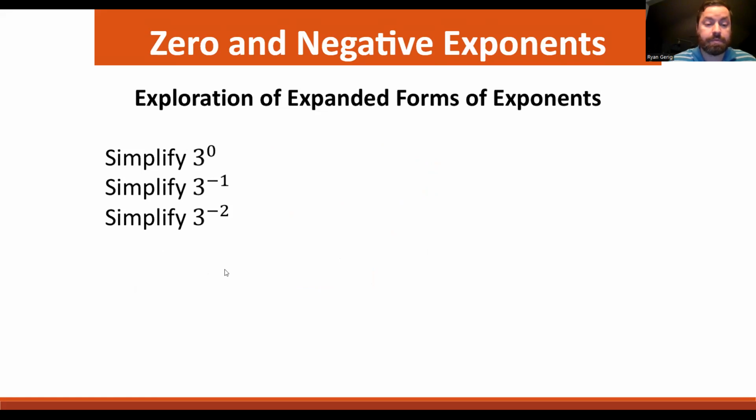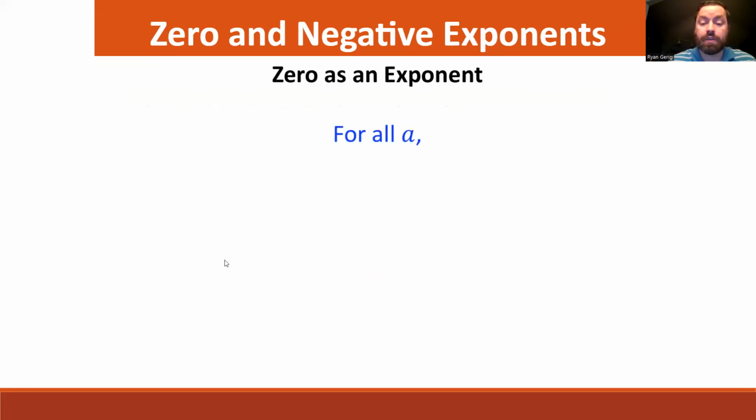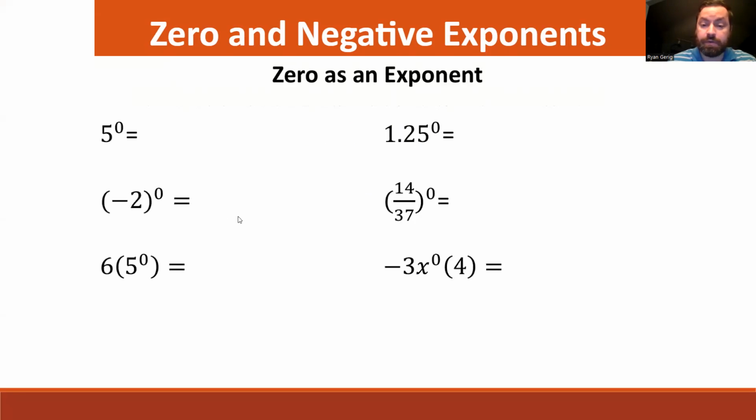Okay? So 0 as an exponent. For all bases, a is a base, where a cannot be 0, a to the 0 power is 1. So, a couple very quick examples. 5 to the 0 power, 1. 1.25 to the 0 power. You guessed it, 1. -2 to the 0 power. Yep, it's 1. 14/37 to the 0 power, 1. Now, the next one's a little tricky because that 6 is not inside the parentheses.